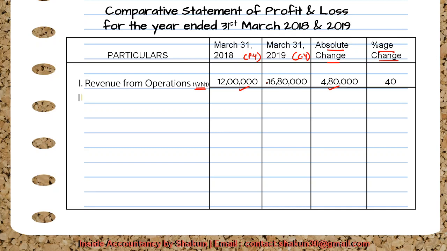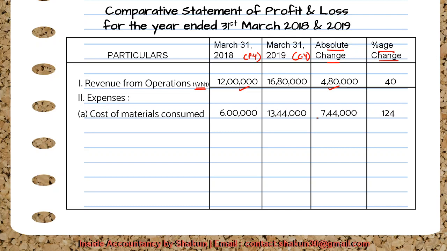Then next comes the various expenses. Now expenses given to us in the question were cost of materials consumed, which was given to us in the question, the amount was already given to us. And we also had other expenses, the amount of which we calculated on the basis of revenue from operations in the working note number 2. So this was given in the question and this we calculated.